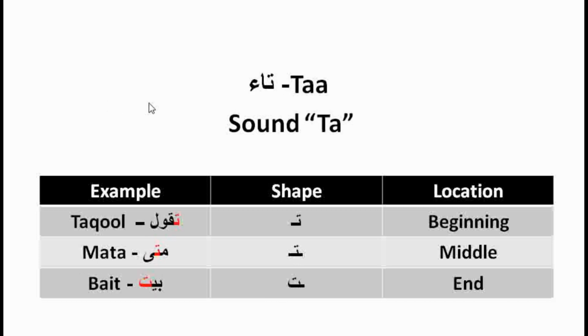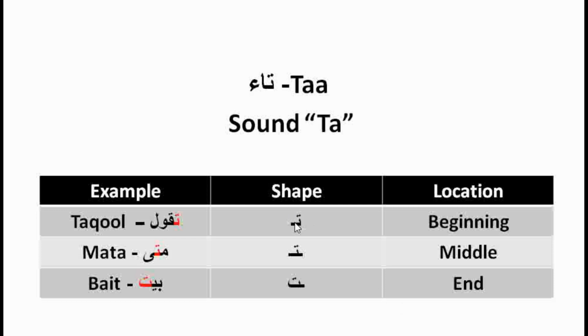The third letter is ta, which gives us the ta sound. And it looks exactly like the letter ba. The difference is it has two dots above. Remember, the ba has one dot below. This letter has two dots above. It looks exactly like the ba letter. The difference is that it has two dots above.